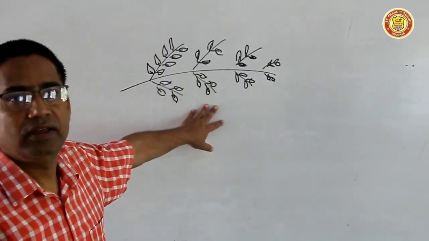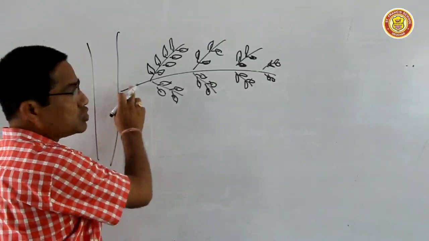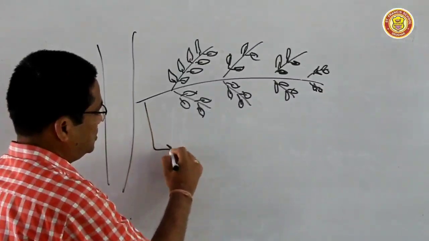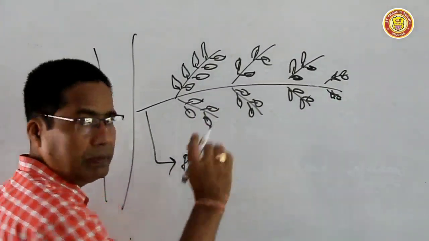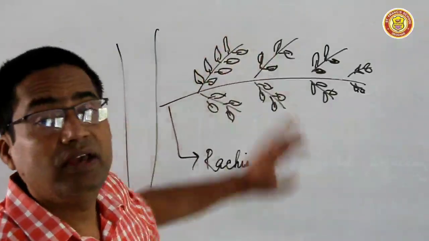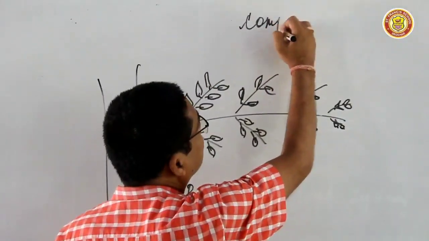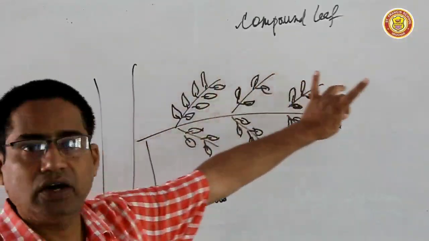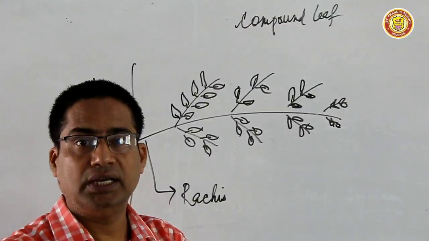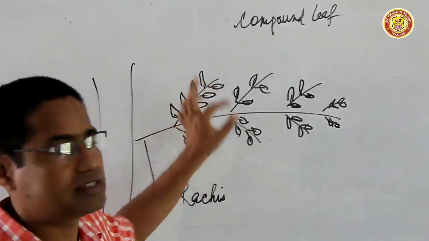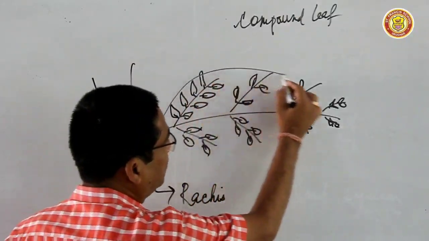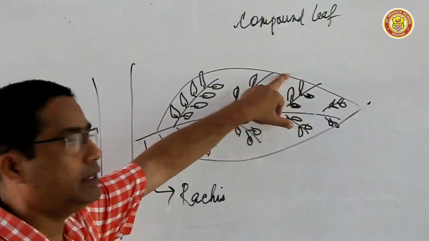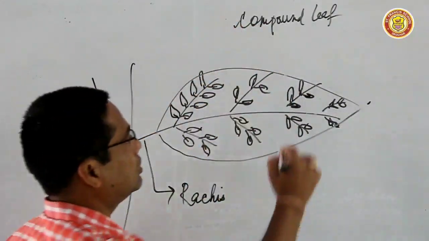Now in this type of leaf, this is the stalk with the help of which the leaf is attached to the stem. Now this is called the rachis, not the petiole. This type of leaf is called a compound leaf, where the leaf blade or the lamina is notched. It is cut into small leaflets. You see, these are the leaflets. Actually, this was the leaf blade, and it was cut into small notches, and these are called the leaflets.